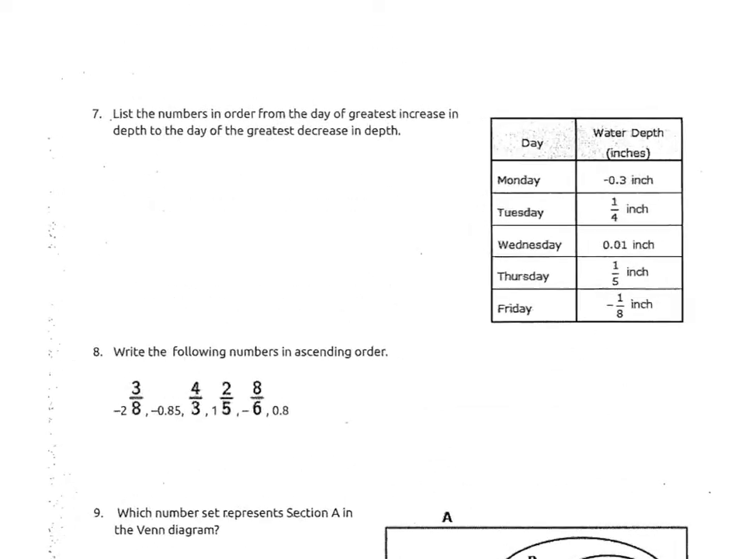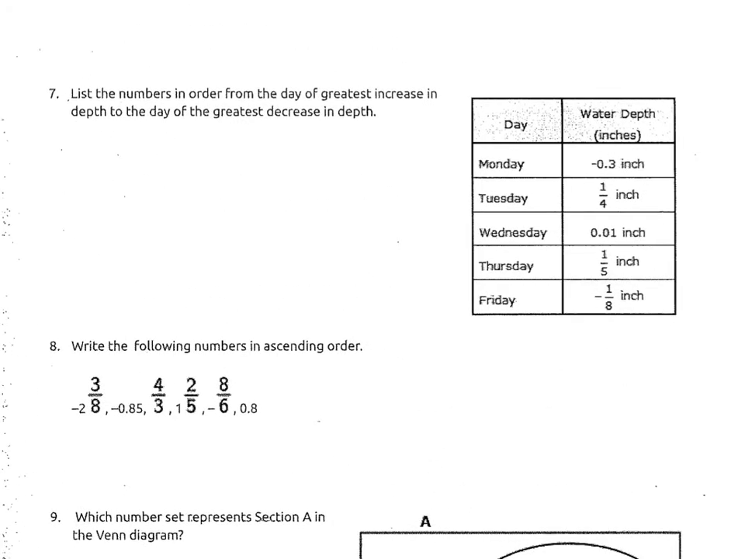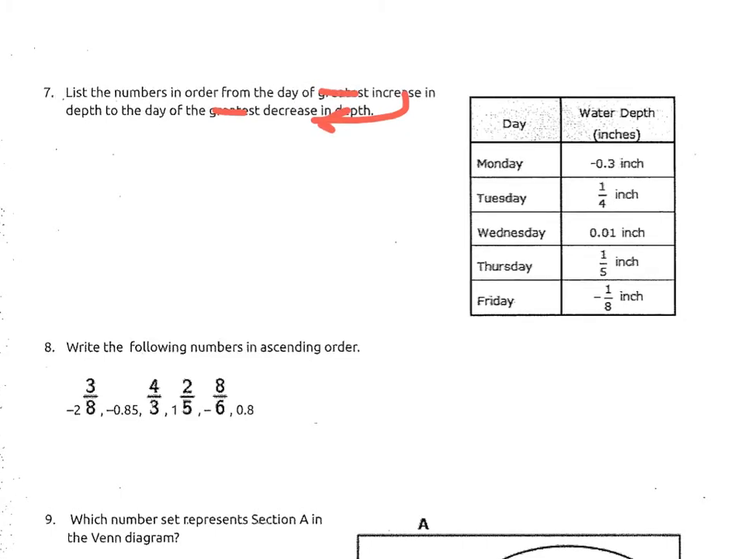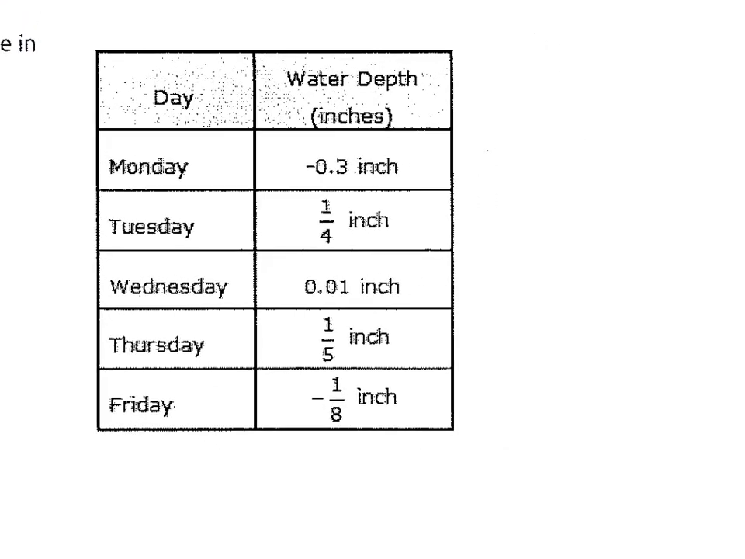Alrighty, and on to the back side. So number 7 says list the numbers in order from the day of greatest increase in depth to the day of greatest decrease in depth. Greatest to largest, okay? Oh, I just said that totally wrong. Greatest to... Wait. I hate when they use the word greatest twice. We're doing increase to decrease, okay? So we're going to go smallest number to largest. So over here, I'm going to convert all of these right fast. You guys get your fancy calculators. I have my iPhone. iPhone will work fine. But I'm just going to make these all decimals anyways. So I'm going to write this out to the side.